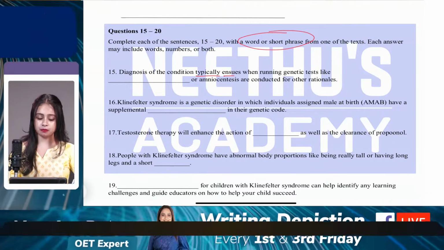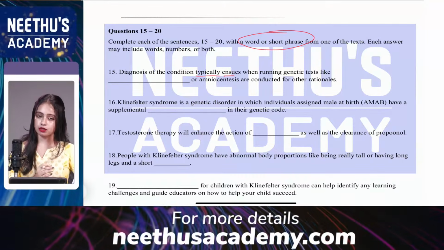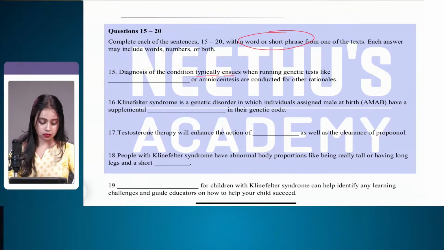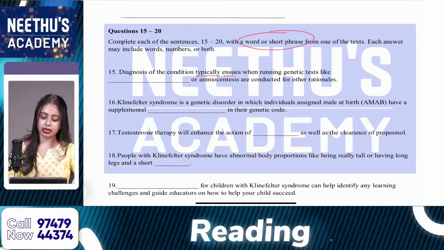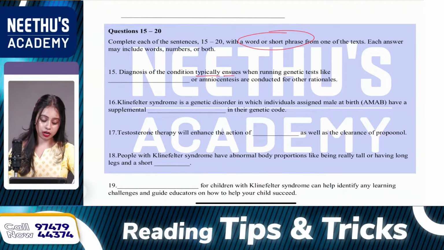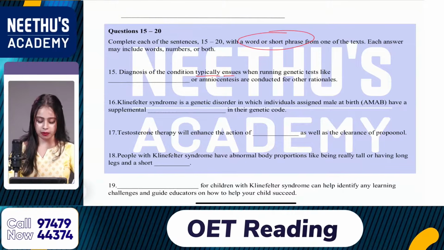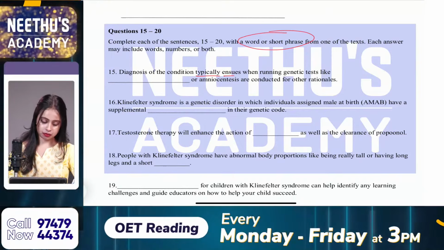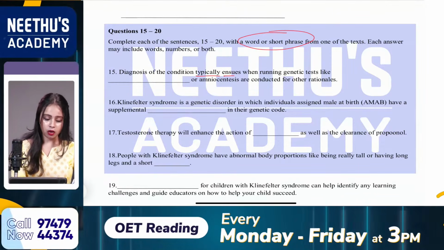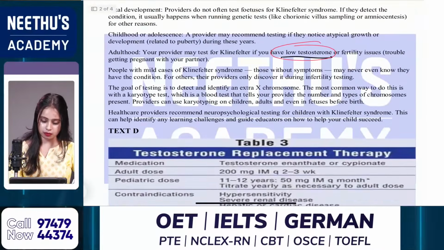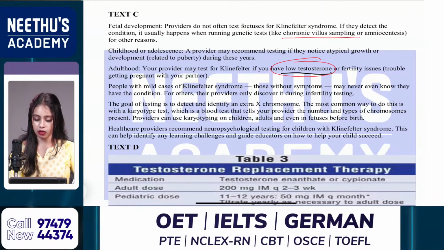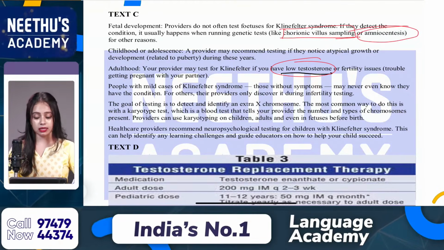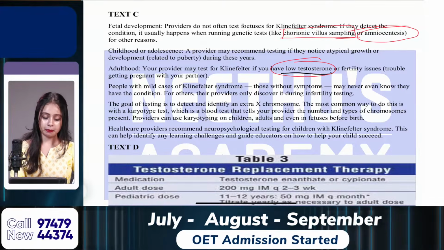Dash. 15th one, diagnosis of the condition typically ensues, followed, okay, when running genetic tests like DASH or amniocentesis. It is chorionic villus sampling. Very good. Okay, chorionic villus sampling, and that is from which text? Okay, so that is from text C. This should be the correct answer. Amniocentesis is already mentioned there in the question, so the answer should be chorionic villus sampling.